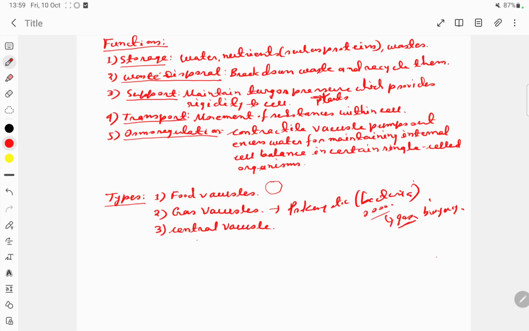Central vacuole. The central vacuole is characteristic of the plant cell. A mature plant cell contains the central vacuole, and it occupies a larger portion, as I have mentioned, almost 90% of the volume. Its functions are storage of nutrients, ions, etc., structural support by exerting turgor pressure, and the management of waste.